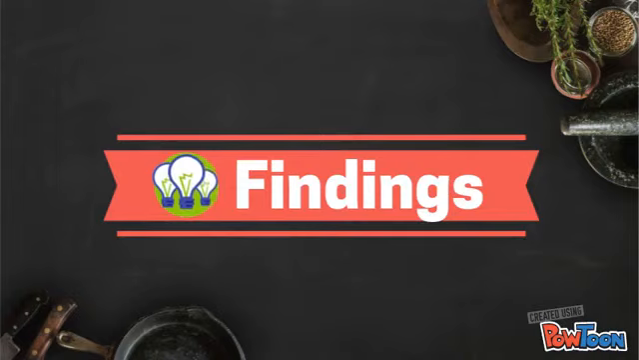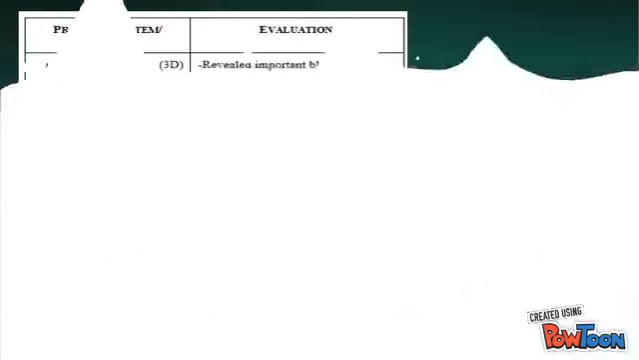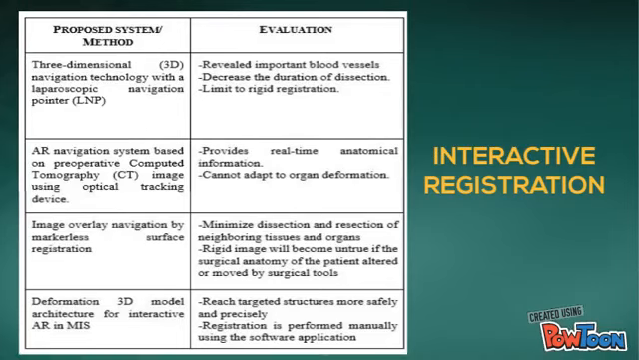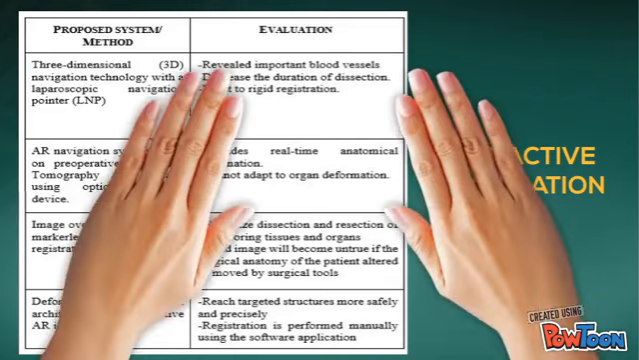The findings after reviewing the 8 proposed systems or methods. Interactive registration is limited to rigid registration. It cannot adapt to organ deformation. A rigid image will become untrue if the surgical anatomy of the patient is changed by surgical tools. Registration is performed manually using the software application for the deformable 3D software architecture.